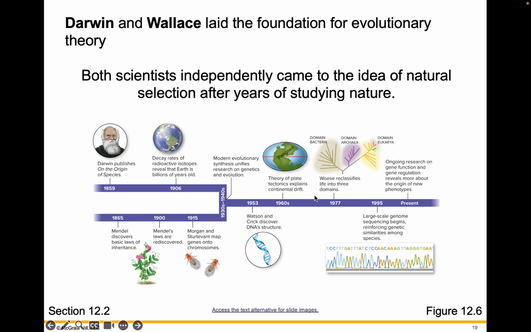In 1977, a scientist named Woese reclassified life into 3 domains. Eukarya, which is plants, animals, protists, and fungi. Archaea, these are single-celled extremophile organisms, and domain Bacteria. In the 90s, large-scale genome sequencing began, reinforcing genetic similarities among species. And even now, there's still ongoing research about gene function and regulation to reveal the origin of new phenotypes.